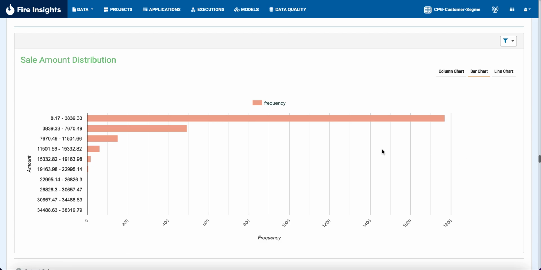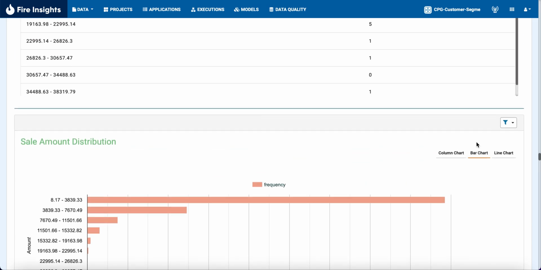Next, we can look at our sales amount and the frequency of each purchase. We can see that a vast majority of sales had values between $8 and $3,800. This will be the main range that we will focus on later in our analysis, as this makes up a bulk of the purchases at our stores.